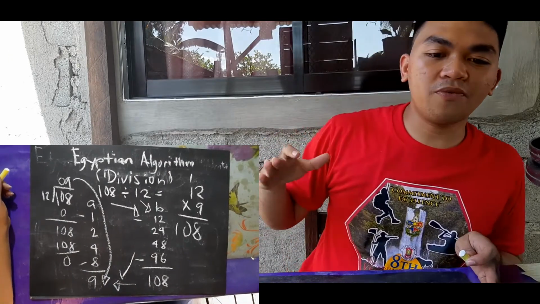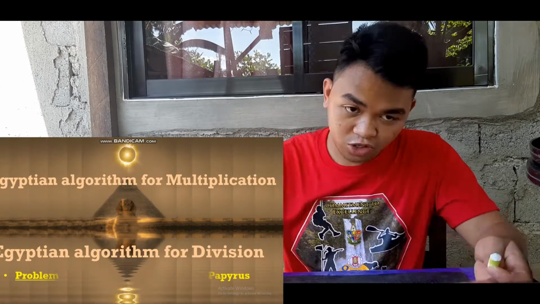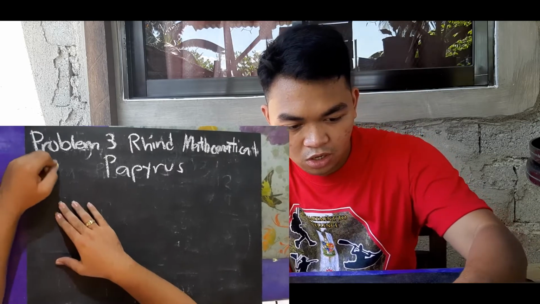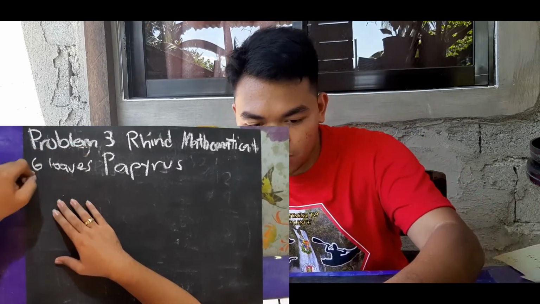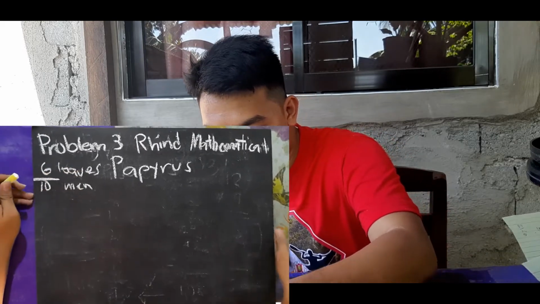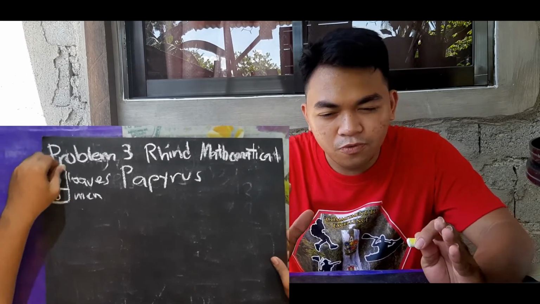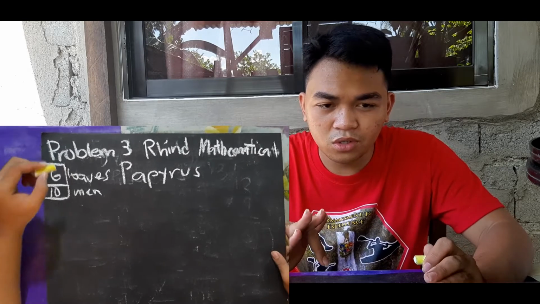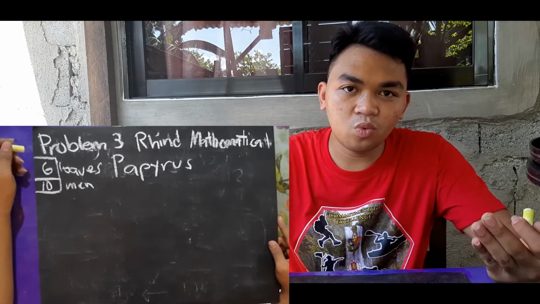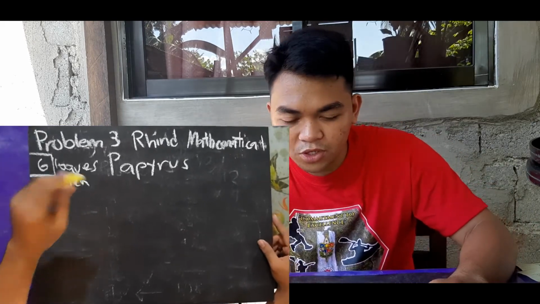Let's proceed to problem 3, the Rhind mathematical papyrus. The book gives us the equation of 6 loaves among 10 men. The Rhind mathematical papyrus is very hard and difficult to understand, so I want to explain it in the simplest way so you get a better explanation. So, 6 loaves among 10 men.